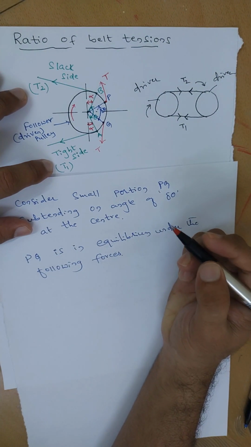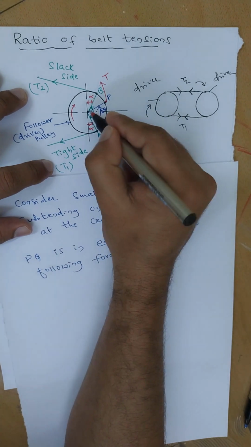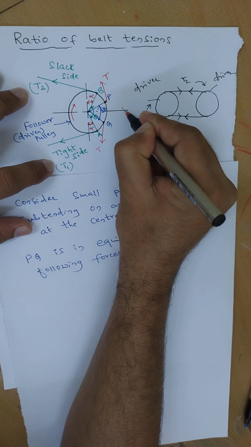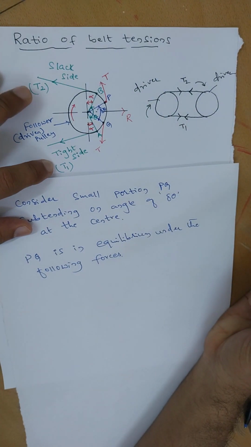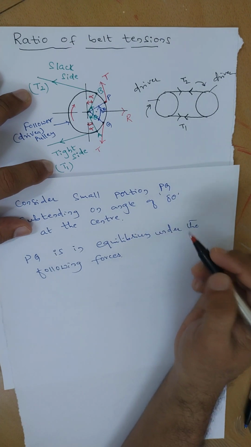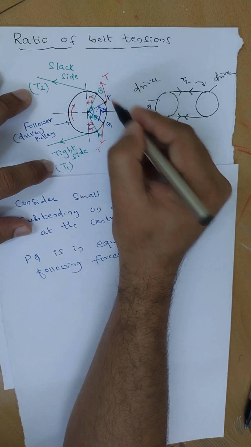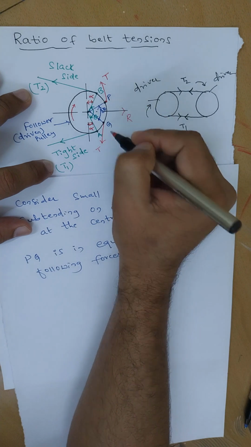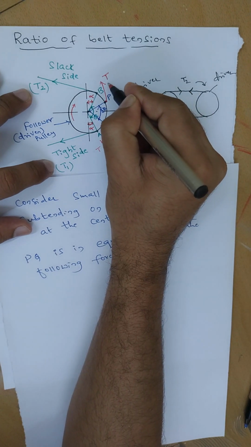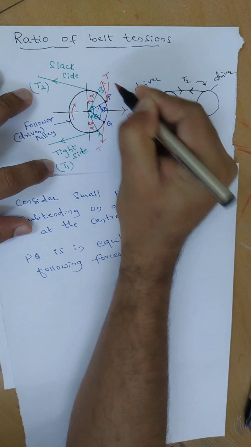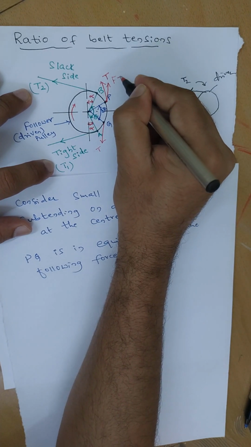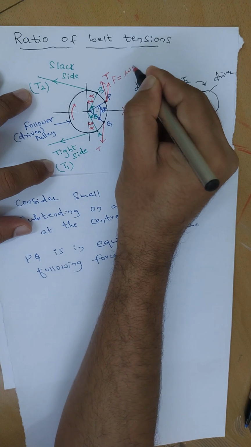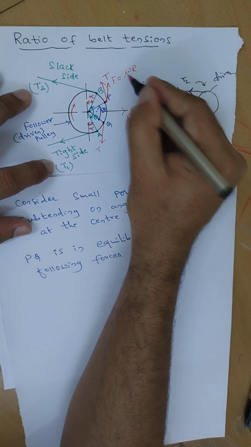Then any other forces? One is the normal reaction R, acting in this direction. What are the other forces? One more force is acting, that is the frictional force, exactly perpendicular to the normal reaction. Here, this portion is F, the frictional force. What is the formula for frictional force? F equals mu into R, where R is the reaction and mu is the coefficient of friction.